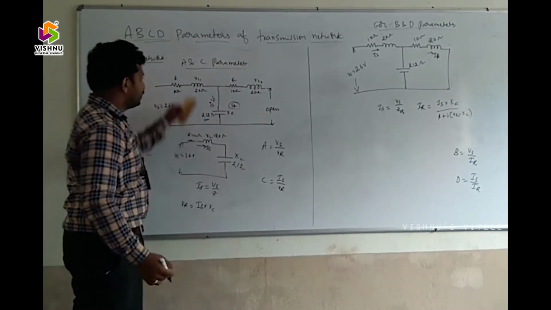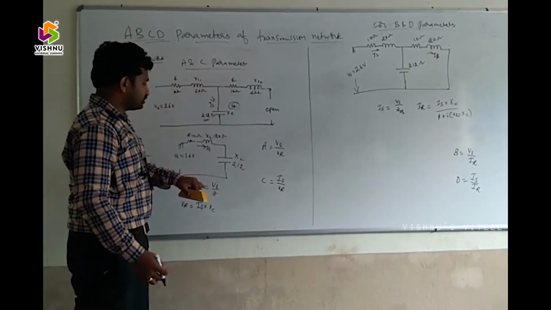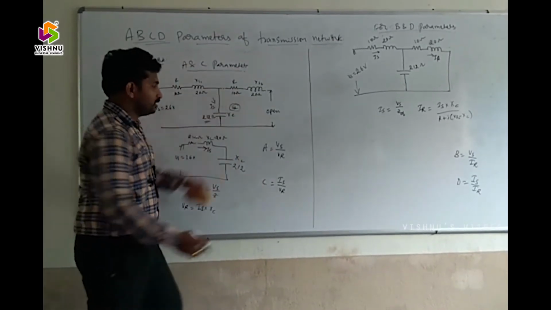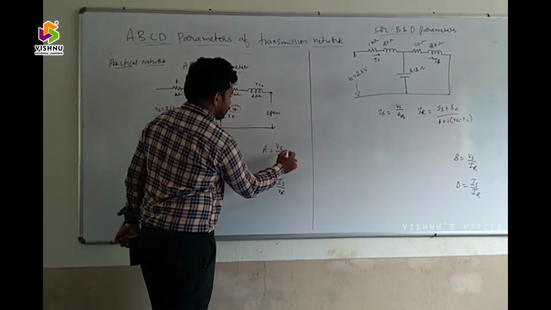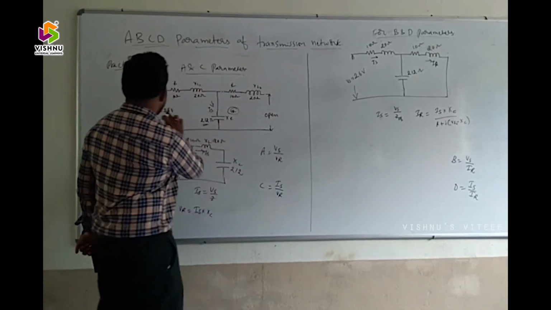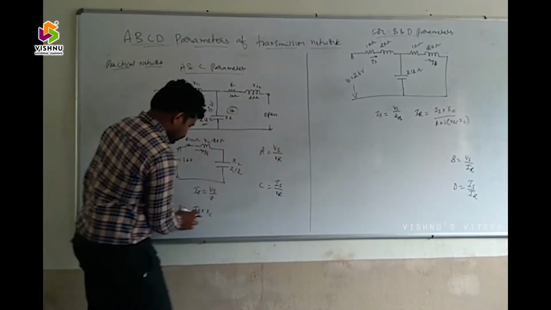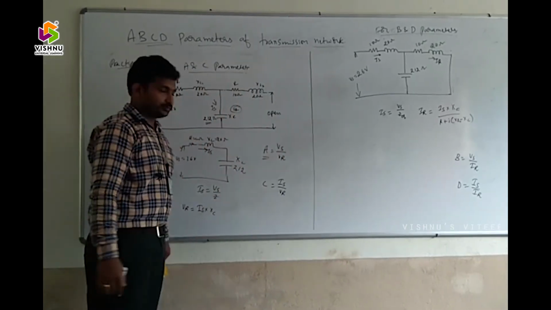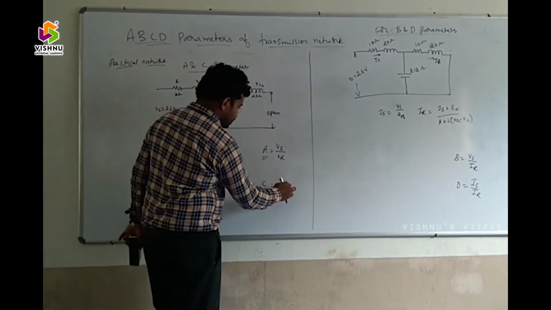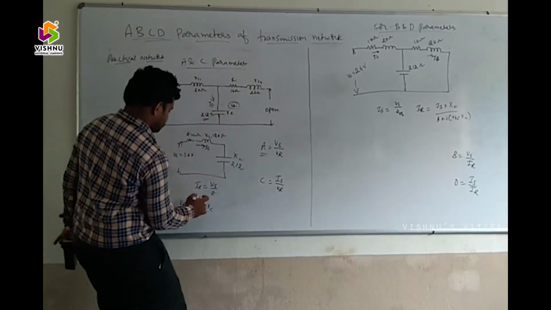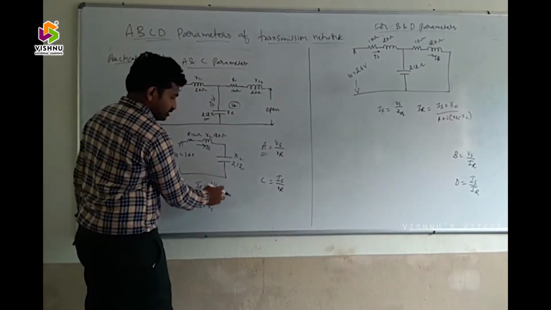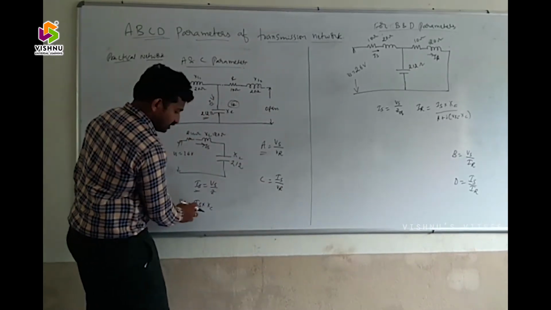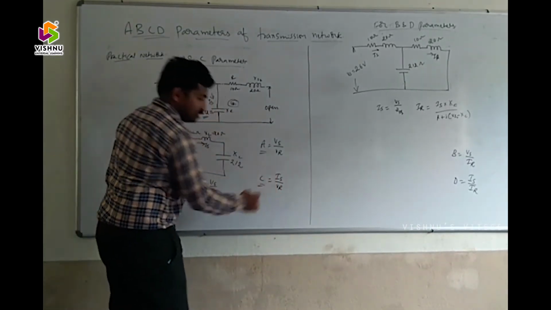For getting the A and C parameters, this should be open circuit. A is equal to VS by VR. VS we know, and VR we know from this calculation, so we will get the A value. Again for C, IS by VR: we know IS is equal to VS by Z, and VR is equal to IS into XC. So we will get the C parameter.